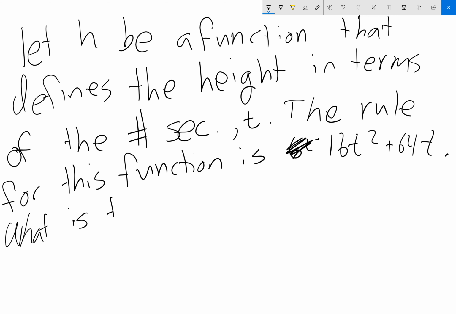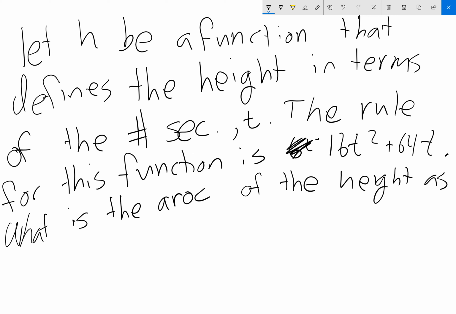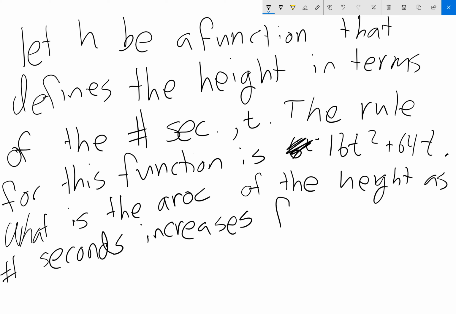What is the average rate of change of the height as the number of seconds increases from, what was our interval, 2 to 4? Oh, I already forgot. 2 to 4, okay. So that might seem like a crazy problem, but it is the exact same thing that we've done. So let's take it piece by piece.